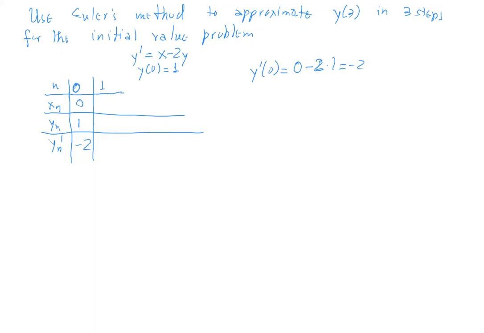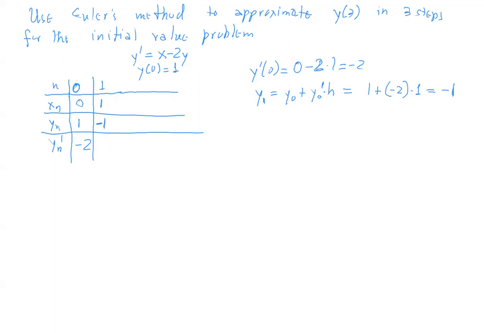So to find y for n equals 1, the crucial step is to realize that y1 is going to be y naught plus y naught prime times the step. This is the relation that we're going to use over and over. So what is this equal to? y naught is equal to 1, the derivative is negative 2, and the step is equal to 1. So this will be negative 1.